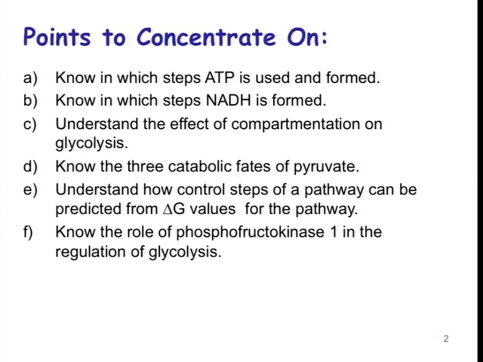So that's why it's important for the moment, we're not going to do the regeneration here, but to show where our NADH is formed. And I just described the effect of compartmentalization on glycolysis. Mostly that we have this problem here. What are the 3 catabolic fates of pyruvate? And how our control step of a pathway can be predicted from the delta G.